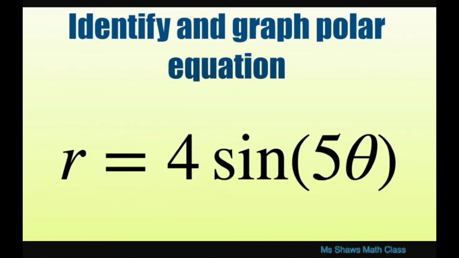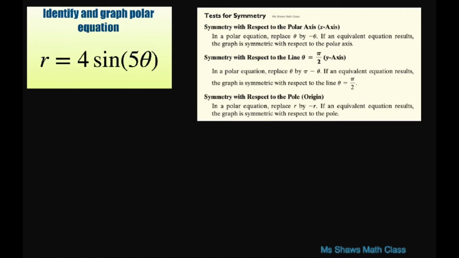Everyone, we're going to identify and graph the polar equation r equals 4 sine of 5 theta. This is going to be a rose with 5 petals, and we're going to check for symmetry to graph this because it'll make it easier for our graph if we know our symmetry. The first symmetry that we want to check is with respect to the polar axis. So what we're going to do is substitute this theta with negative theta and see if we get an equivalent equation.